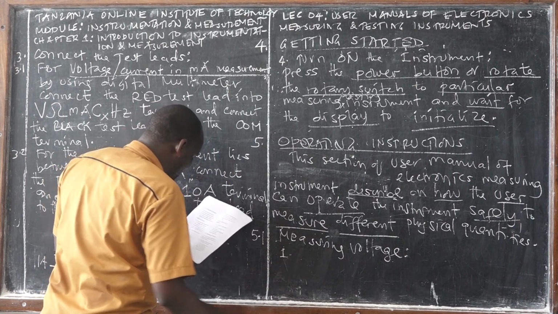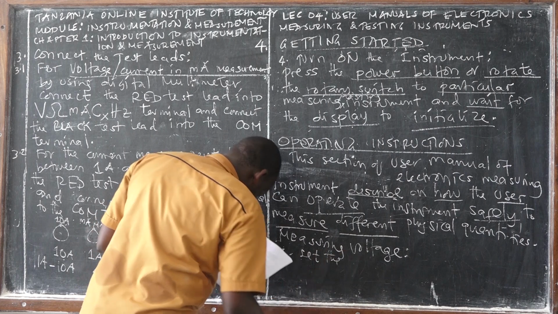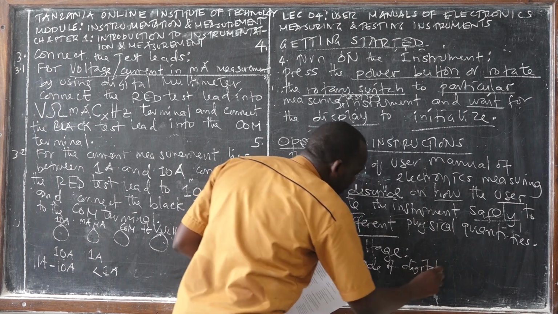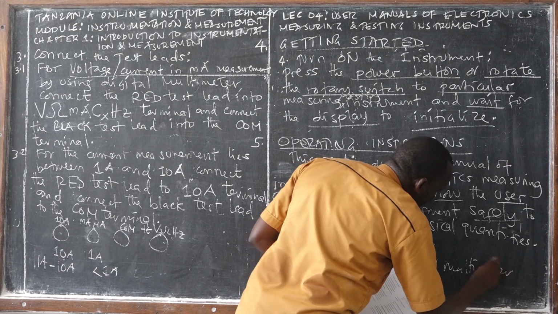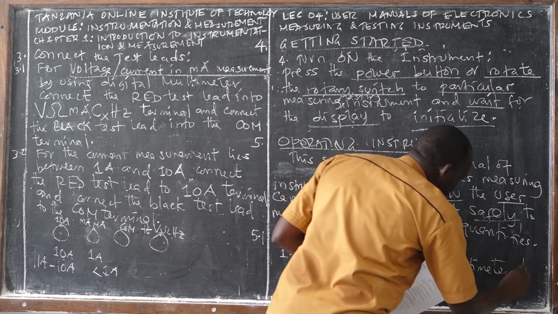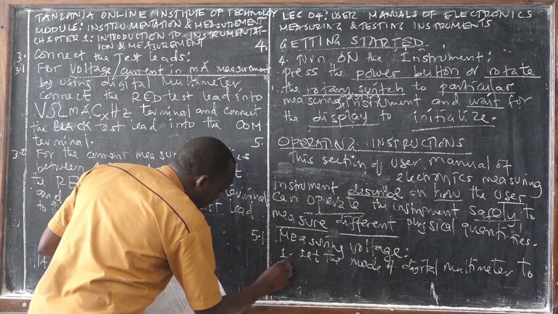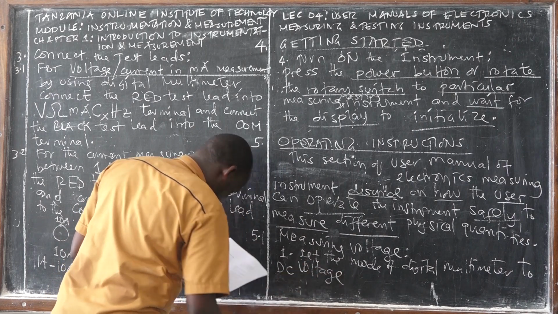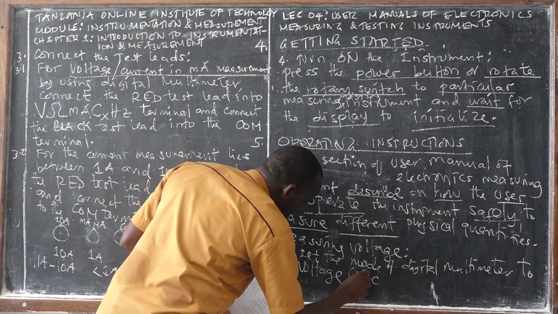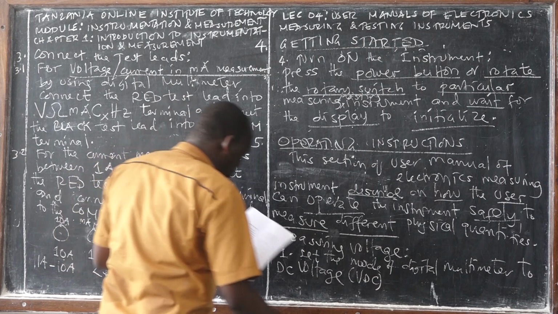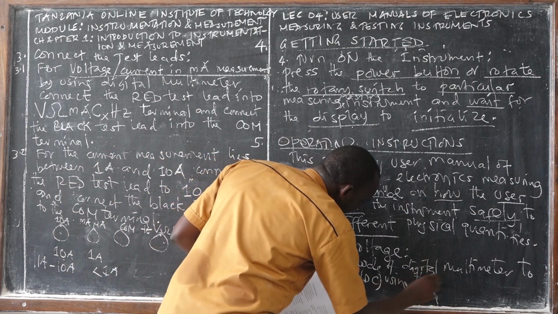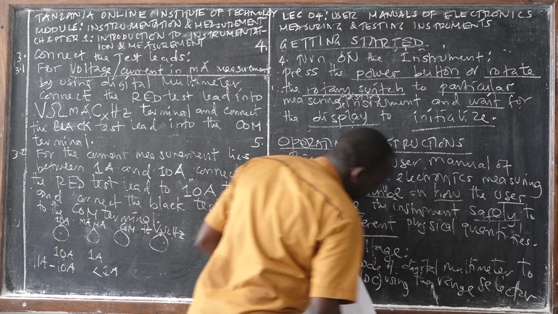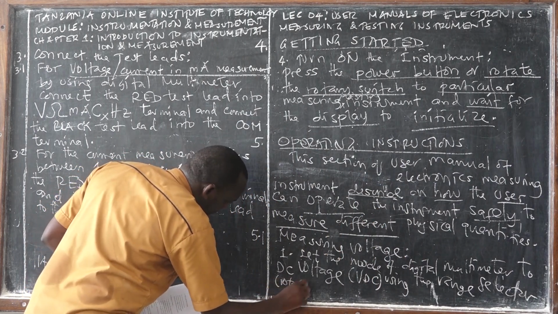The first step is this one. Number 1, you'll be asked to set the mode of the digital multimeter. Set the mode of the digital multimeter to DC, so VDC, using the range selector. The range selector, or we call it the rotary switch.